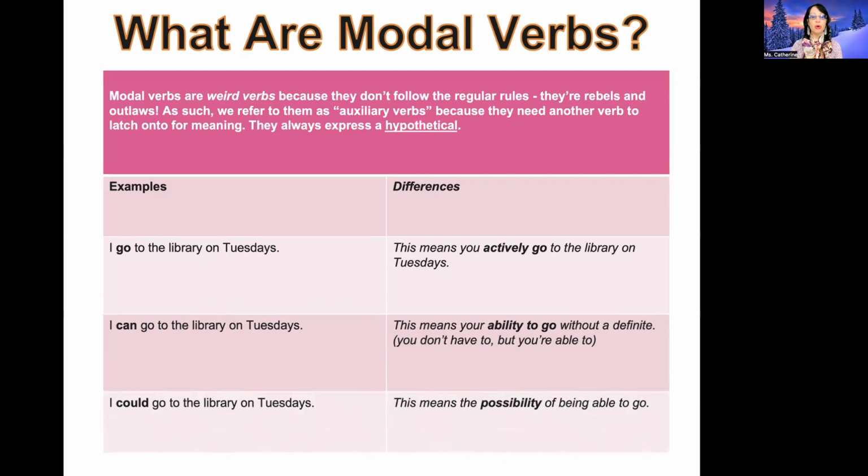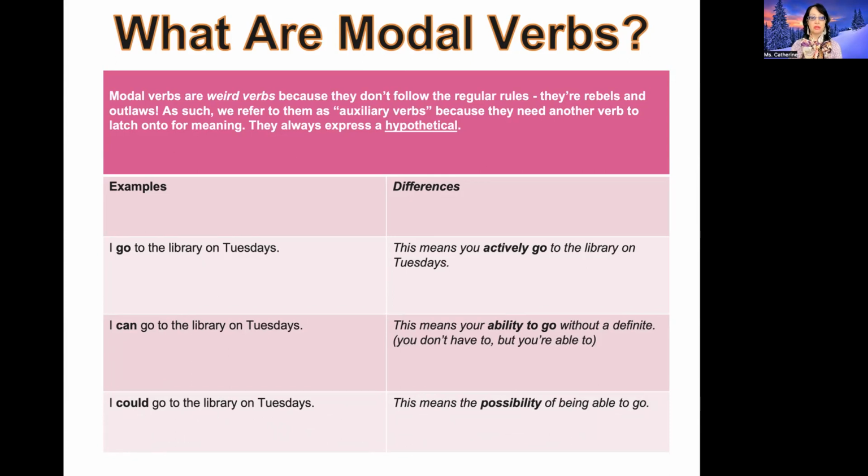I could go to the library on Tuesdays. This means the possibility of being able to go. Okay, again, can and could are modal verbs. So if I say I can go to the library on Tuesdays, that means I don't have to go, but I'm able to. So I can change can by saying I am able to go to the library on Tuesdays.